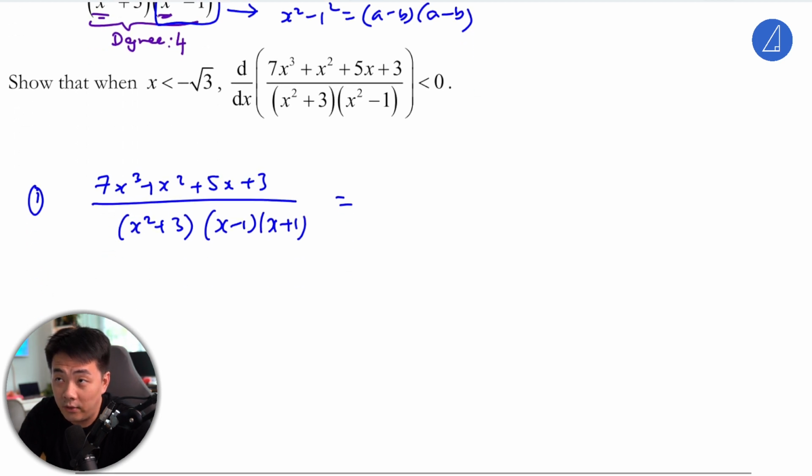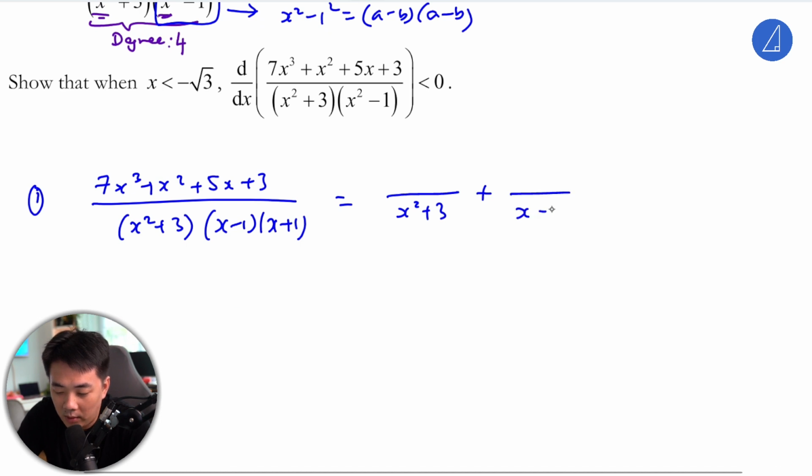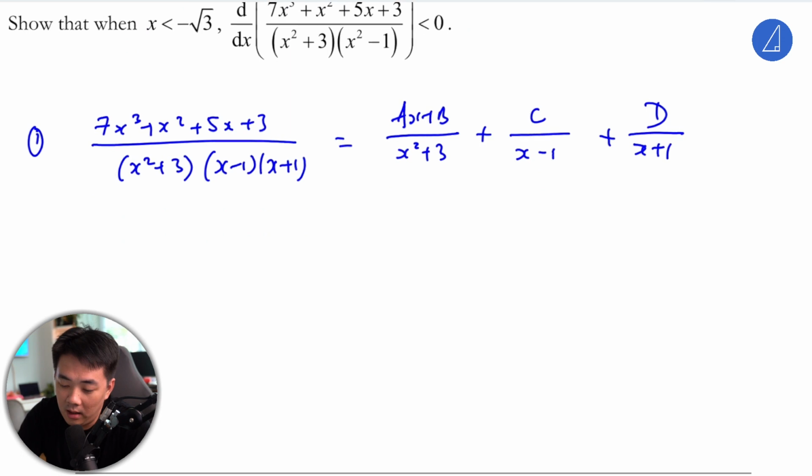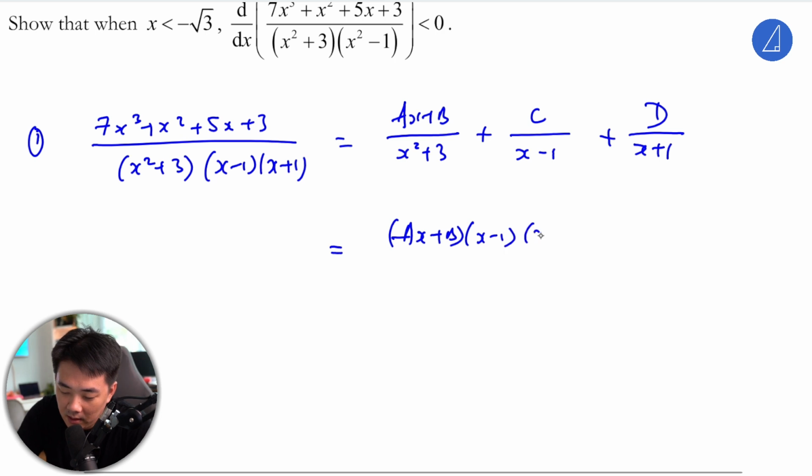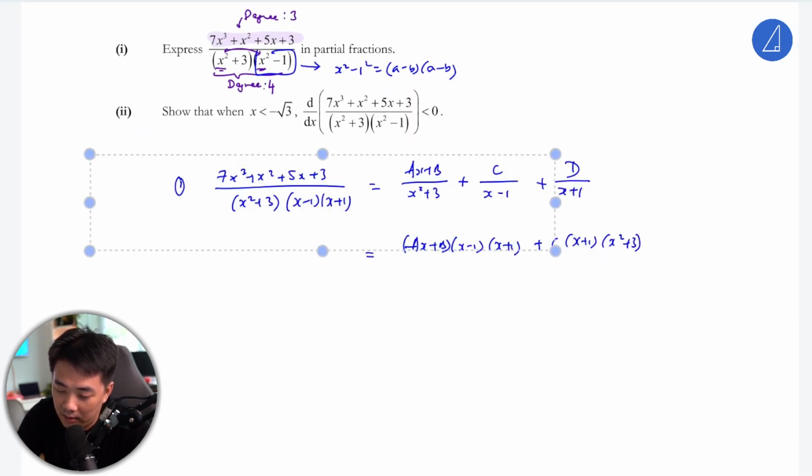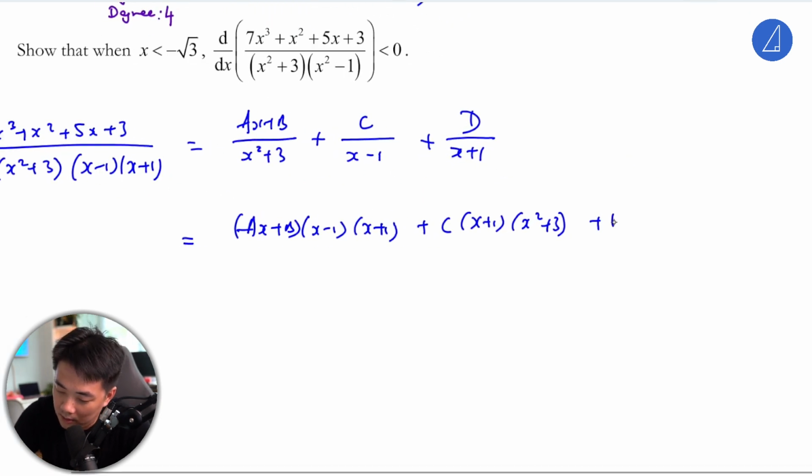As you do your partial fraction, just remember the numerator will always be one degree lower. For example, this case is a degree of 2, so the numerator will be linear, which is ax plus b. Whereas for x plus 1 and x minus 1, it will just be a constant, c, and this will be d. So I'm going to write this up: ax plus b over x squared minus 1, plus c over x plus 1, x squared plus 3, and last one d over x squared plus 3, x minus 1.